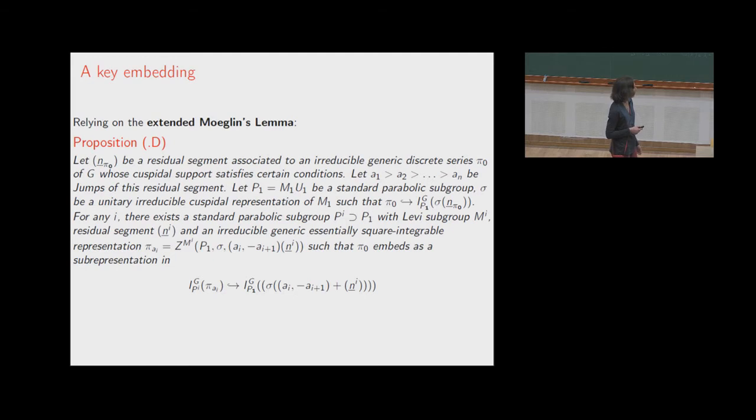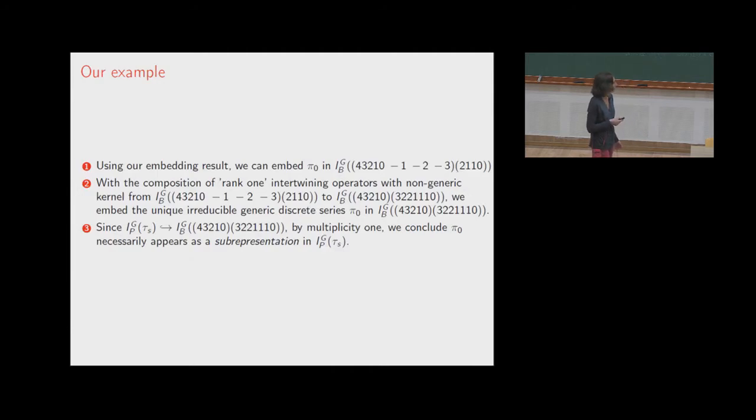You know there exists some standard parabolic such that this generic, essentially square integrable representation of the Levi M_i with this cuspidal support. So here you go from jump a_i to minus a_i plus 1. You have ordered the jumps in a decreasing order, like this. Then you can embed pi0 in this induced representation, and you know that the cuspidal support will be this one. So in the end, you will be able to embed pi0 in this cuspidal support through this embedding result.